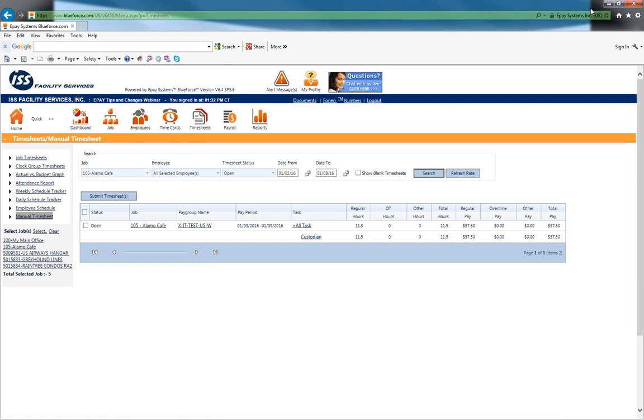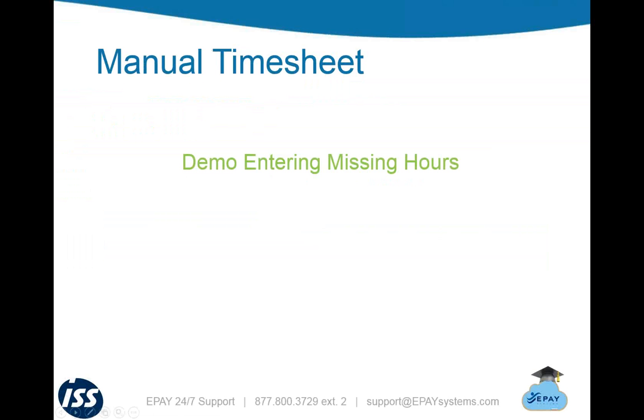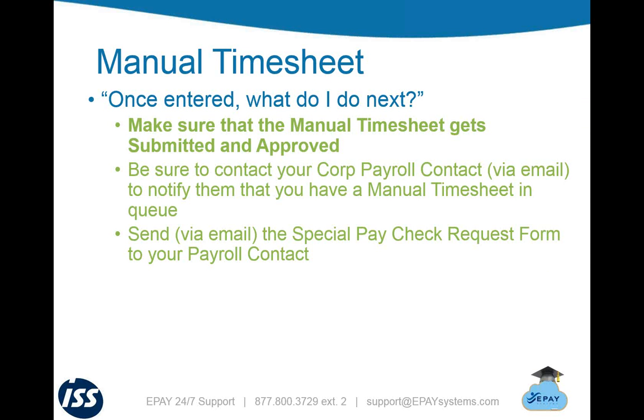So give me 1 second here. Let me go back to, we're going to pause my screen right there, and we're going to go back to my slides just to go through the next step of the process. We're just actually going to go into submitting and approving. So we demoed the missing hours. We're now going to go and figure out what to do next. So the next step here is to make sure that the manual timesheet gets submitted and approved.